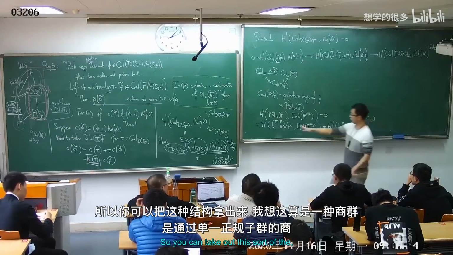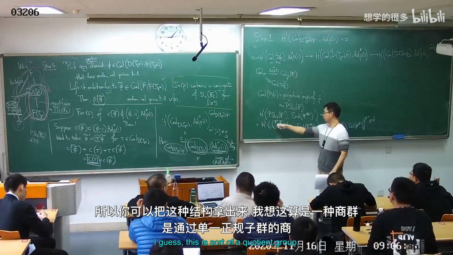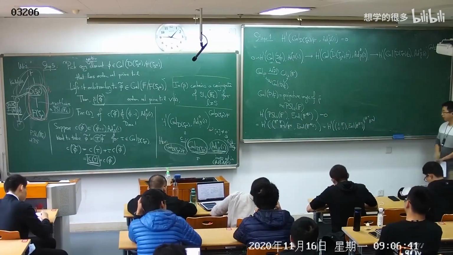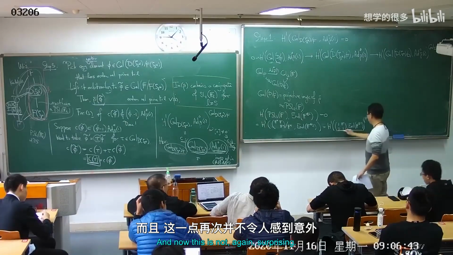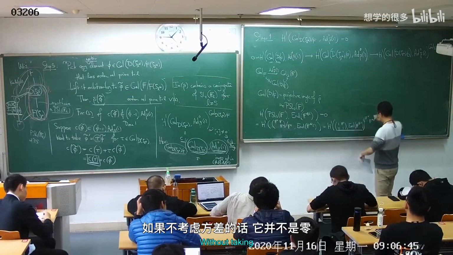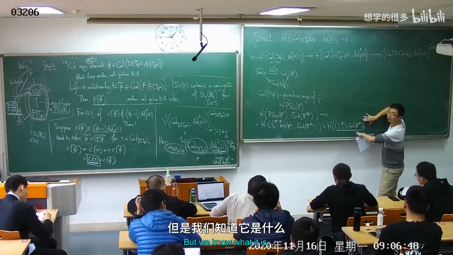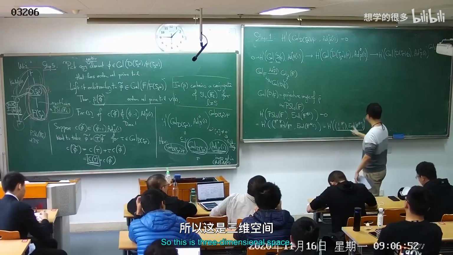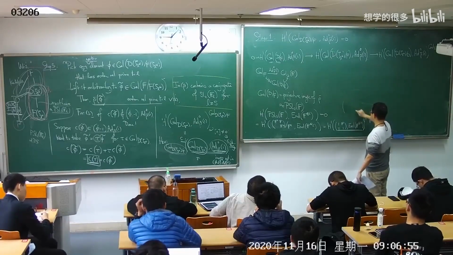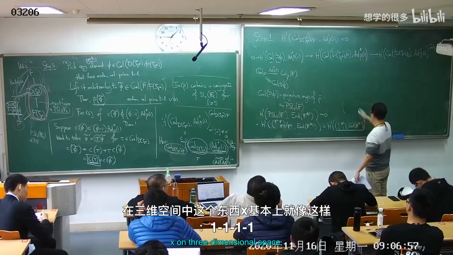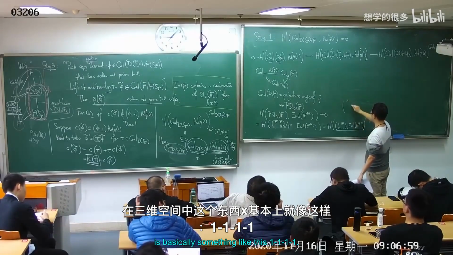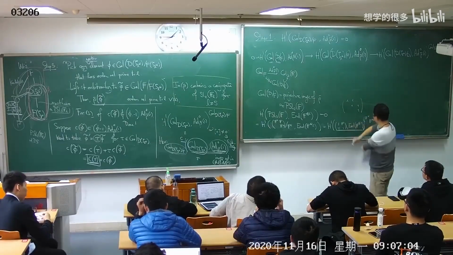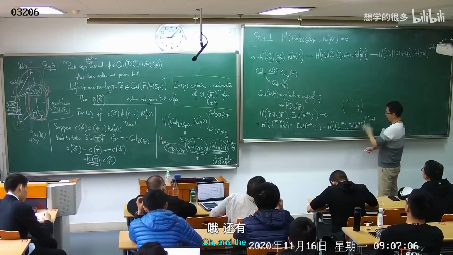So you can take out the quotient group, quotient by the unipotent subgroup. And now, surprisingly, without taking the invariance, this is not 0. But we know what it is, because this is a 3-dimensional space, and the action on it is basically something like 1, 1, 1, 1. Oh, maybe there's a 1 here. I'm not so sure. So the action of this on this endomorphism.